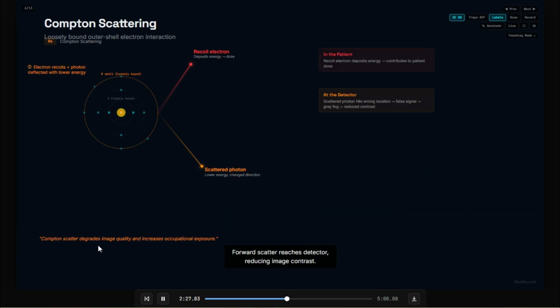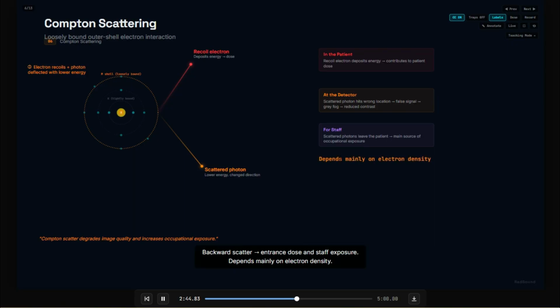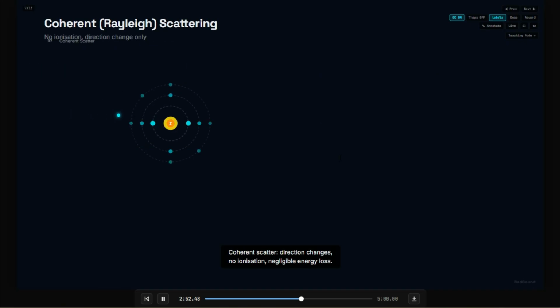So mostly Compton scatter degrades image quality and increases occupational exposure because of the backward and forward scatter. Mostly, as we say, for the staff, the backward scatter will lead to increased dose to staff, and the forward scatter will cause problems with the image quality. And that's the basics. So Compton scatter mostly has no value, except for the dose and foggy area. The next type of interaction is coherent or elastic.